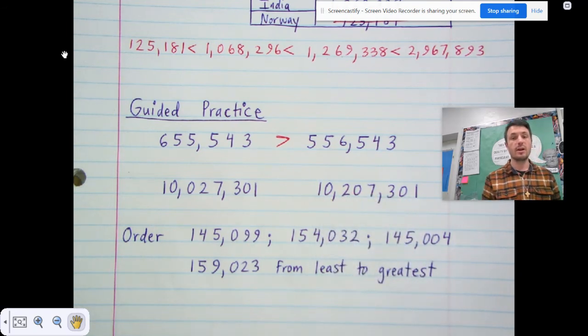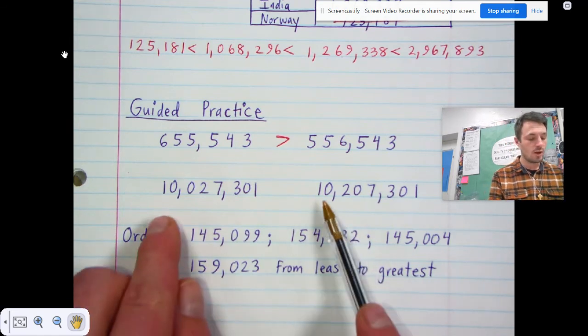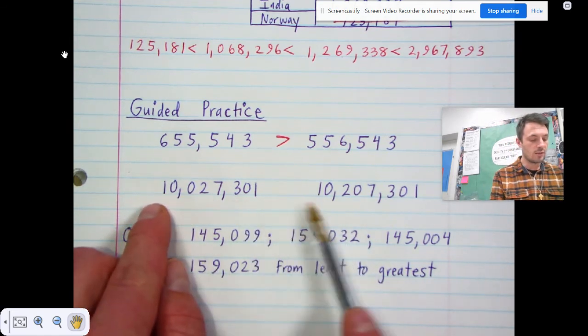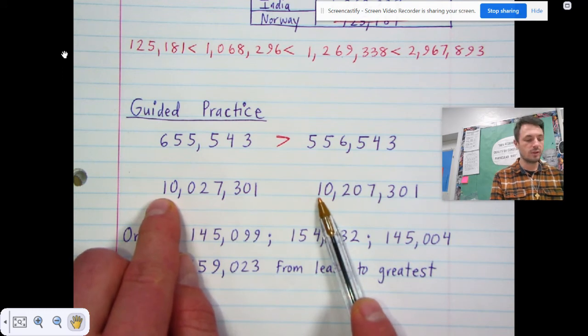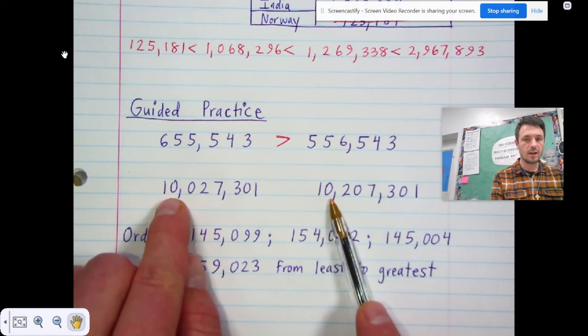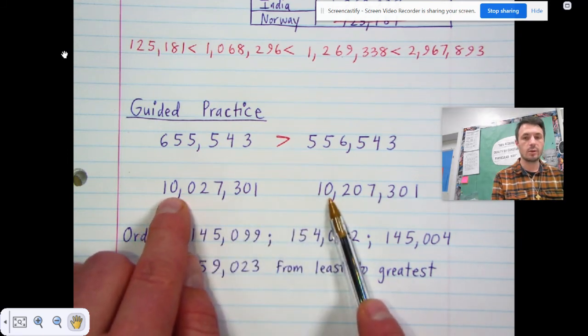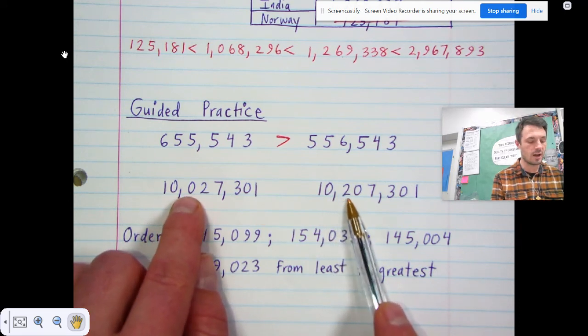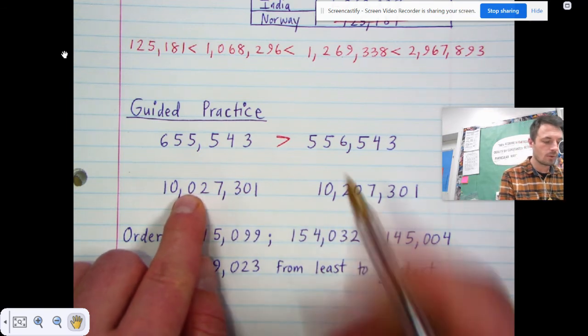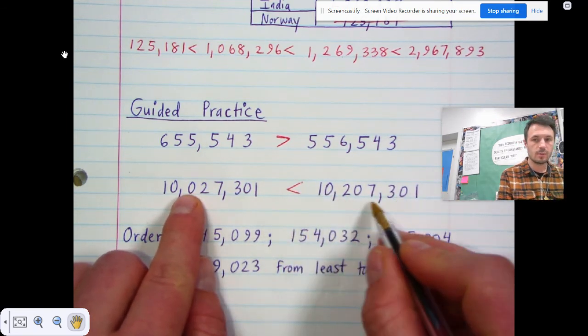You want to make sure you're comparing the same place value position. And we are. This one and this one over here are both in the 10 millions place, and they're both ones. When they're the same number, you move over to the right. So now we're comparing this 0 in the 1 millions place to this 0 in the 1 millions place, and they're both zeros, so we have to keep moving over to the right. Now we have a 2 in the 100,000s place and a 0 in the 100,000s place. Since this 2 is bigger than this 0, we know this number's bigger.